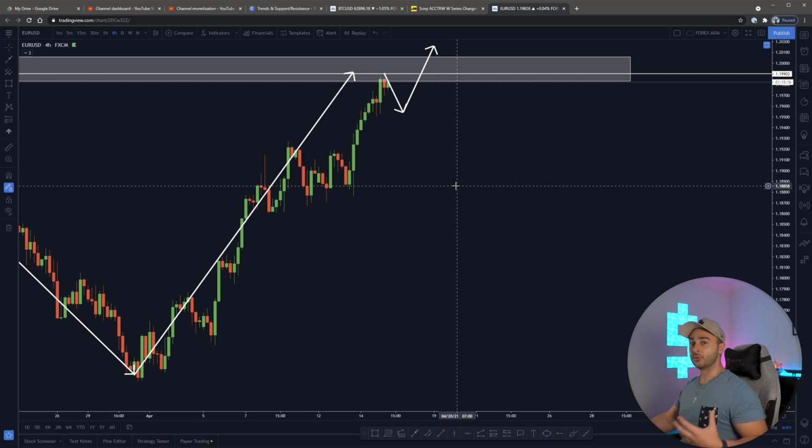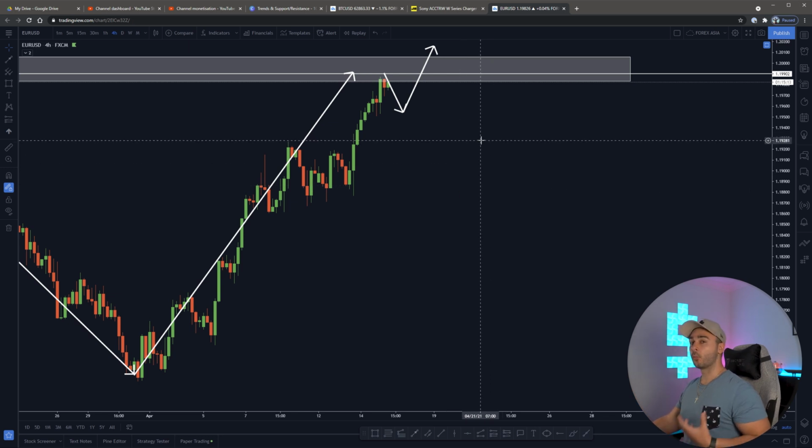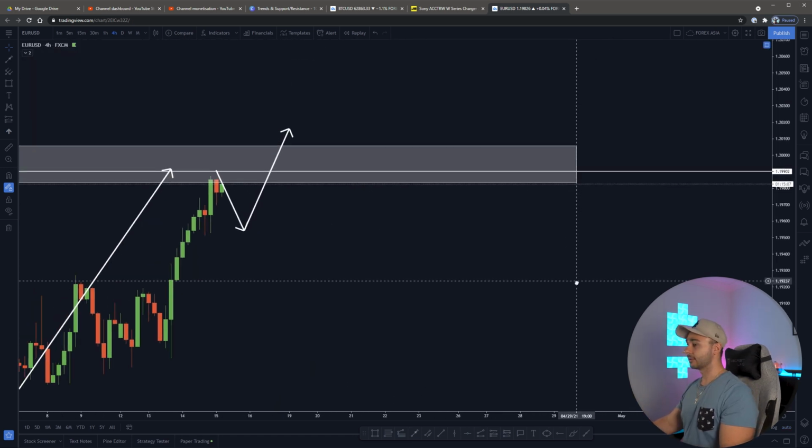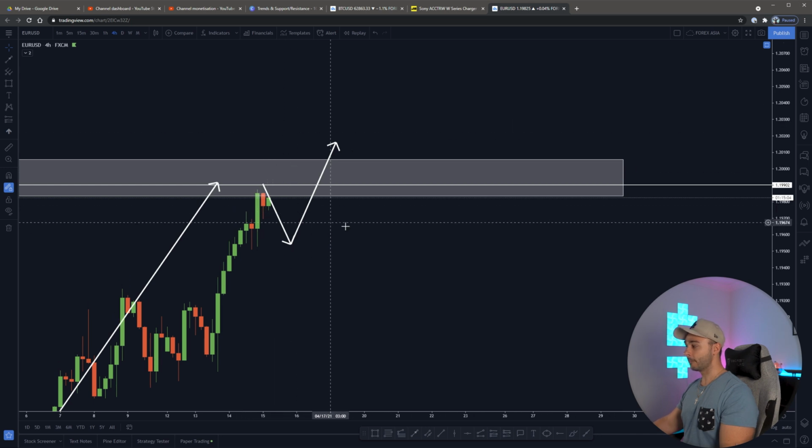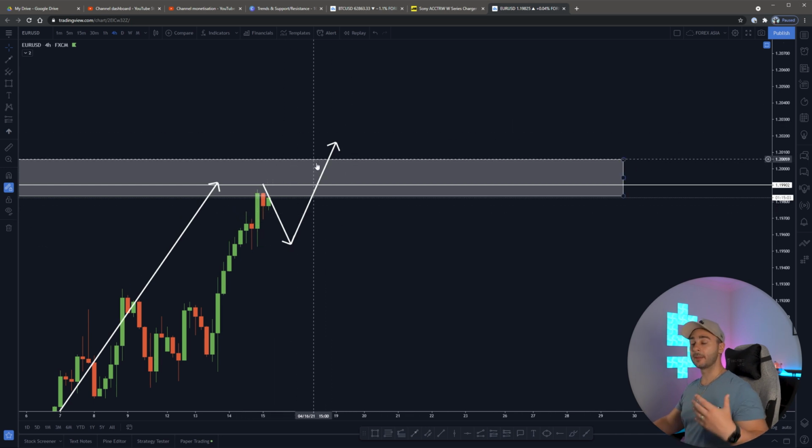Reading charts like this and doing your technical analysis will give you an idea of what may happen. I'm not big on predicting, I'm big on reacting to what the market is telling me. So if price simply breaks above this level, I would look for price to be more bullish.